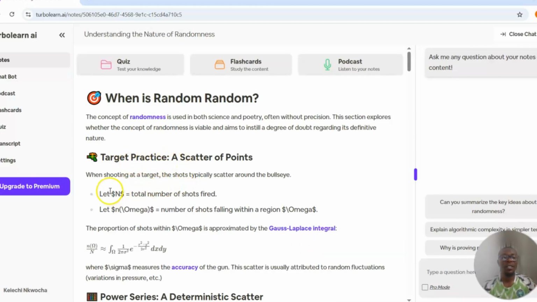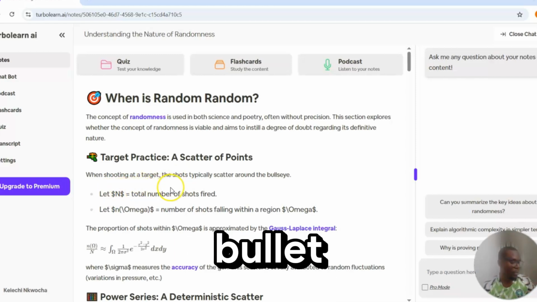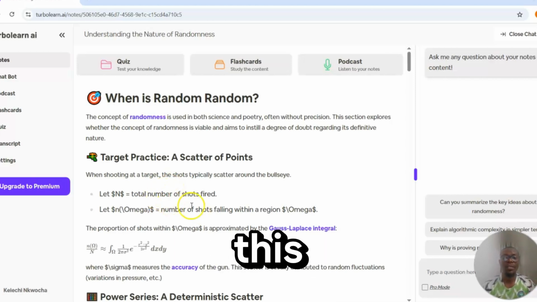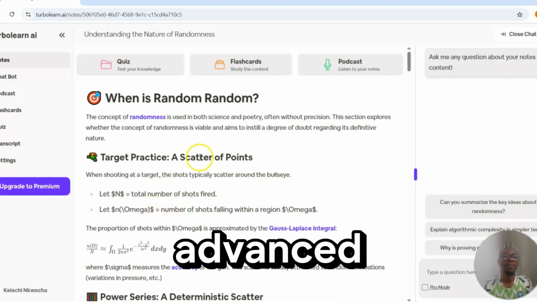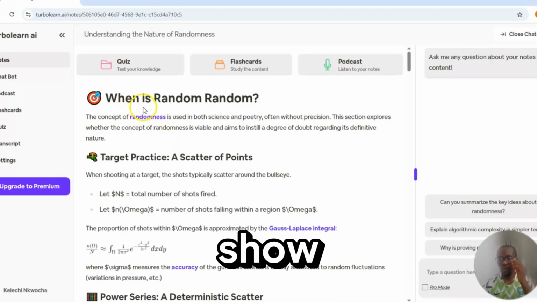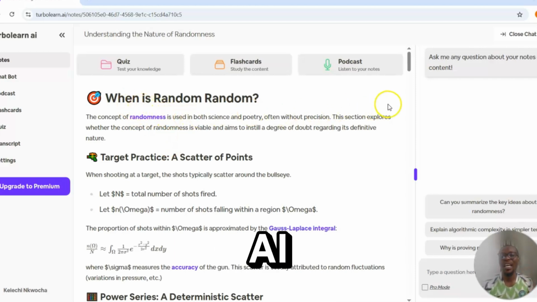You see, when shooting at a point, the shots typically scatter around the bullet. Don't worry about this, please. Don't worry about this. So it's way advanced maths. I'm just using this to show you what Turbo AI is capable of doing.